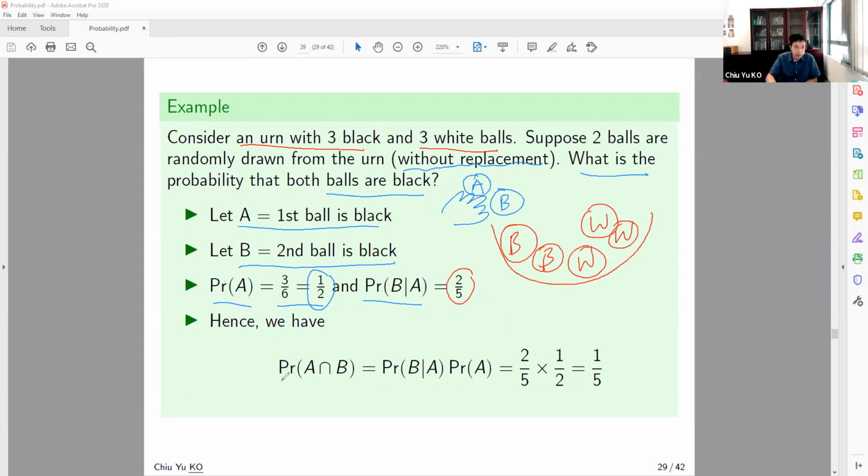So the intersection will be the multiplication of the two: the probability that you draw a black first, and then after the first black, the second black again. That's why the multiplication of the two is 1/5.